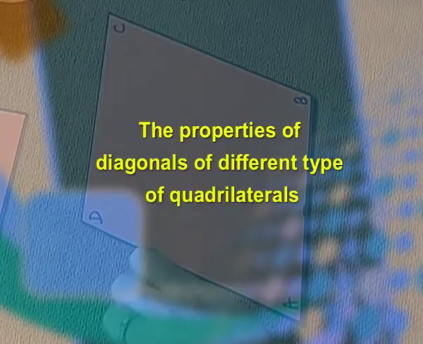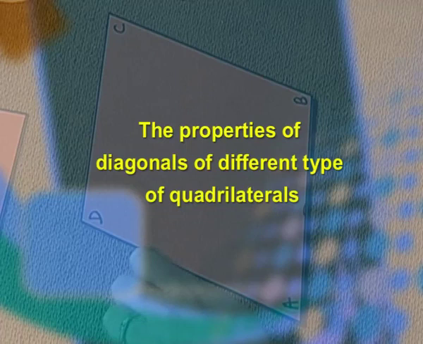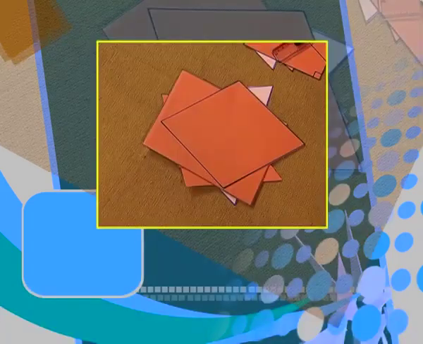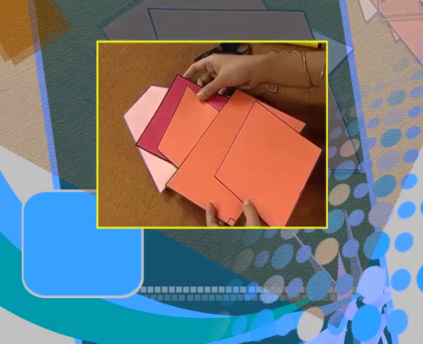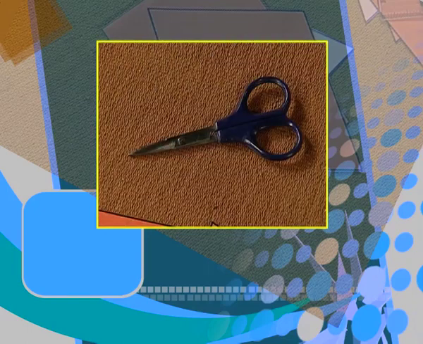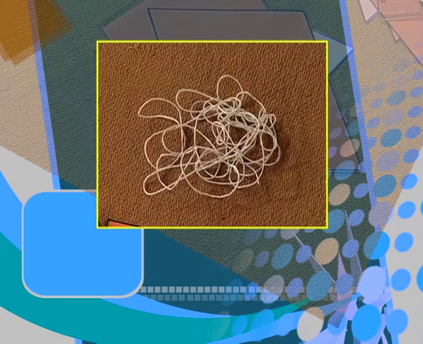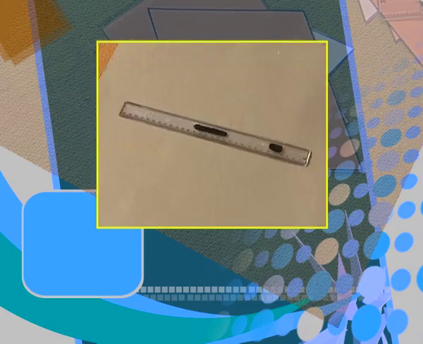Dear students, today we are going to explore the properties of diagonals of different types of quadrilaterals through an activity. For doing this activity, we require certain materials, and the materials are cutouts of geometrical shapes, the quadrilaterals which we are going to explore, a pair of scissors, some thread, a sketch pen and a ruler. Let us start with a parallelogram.